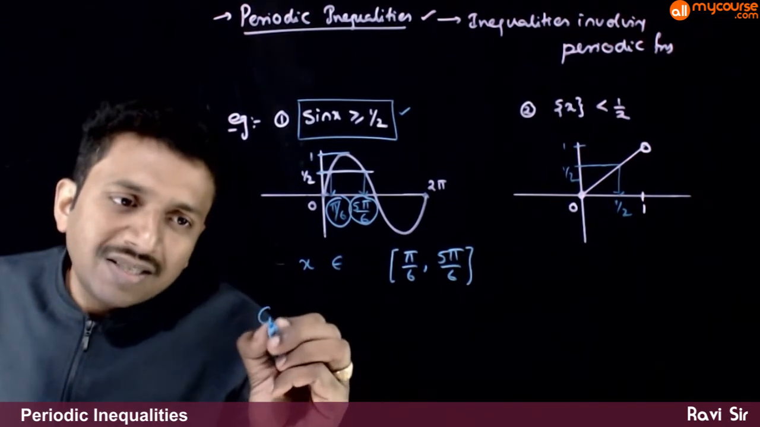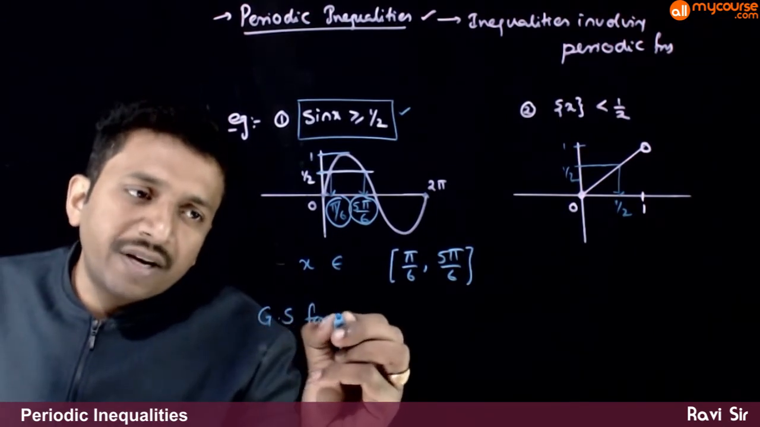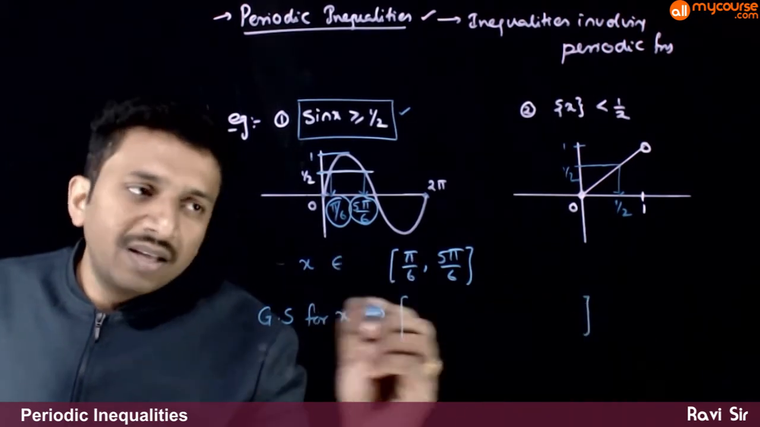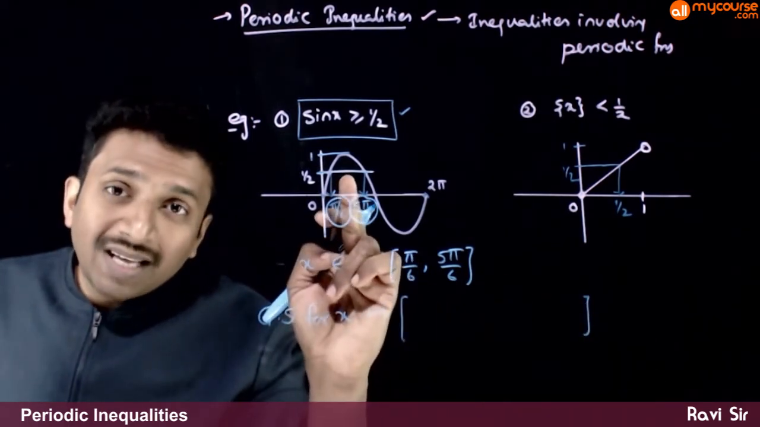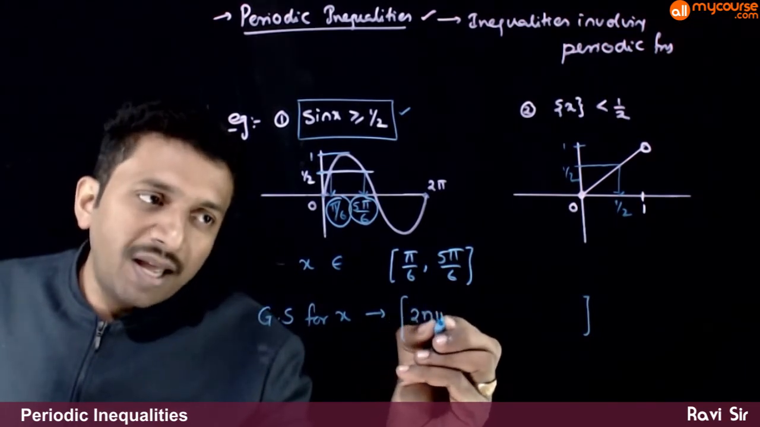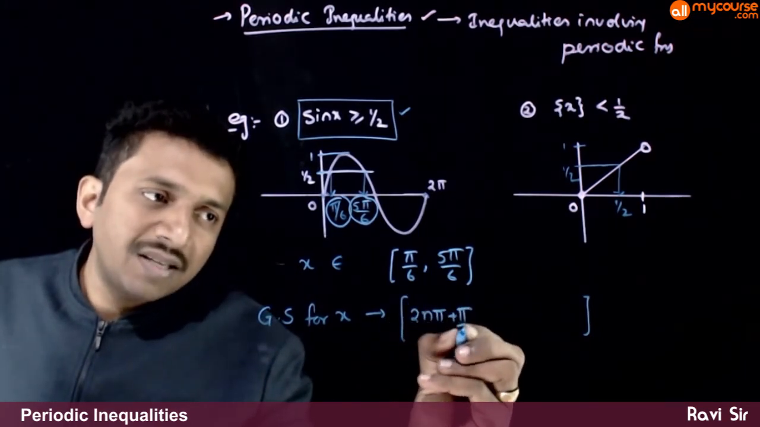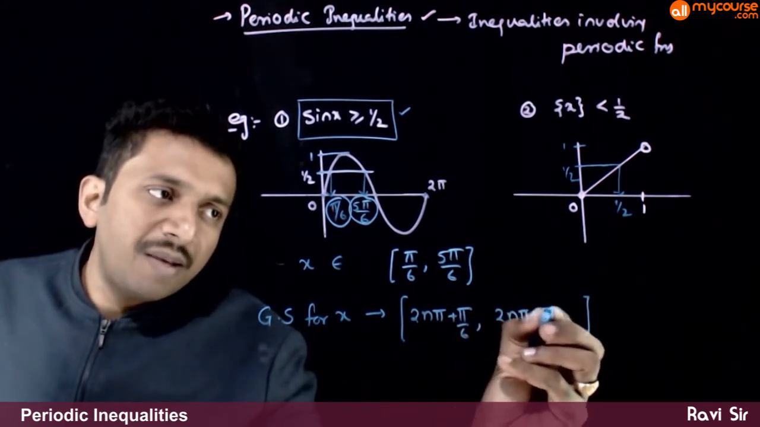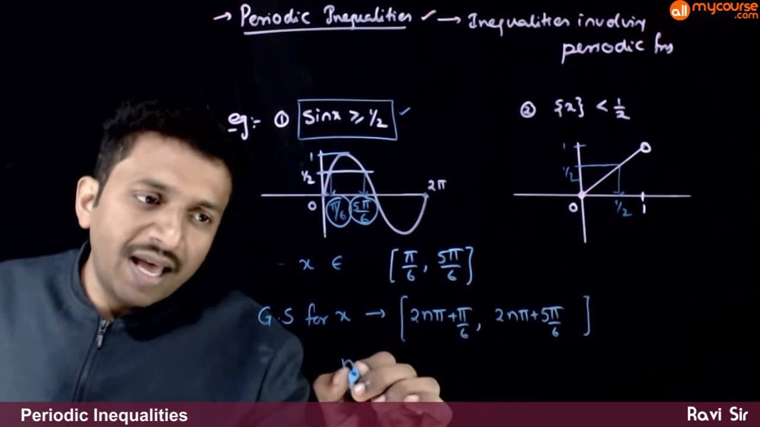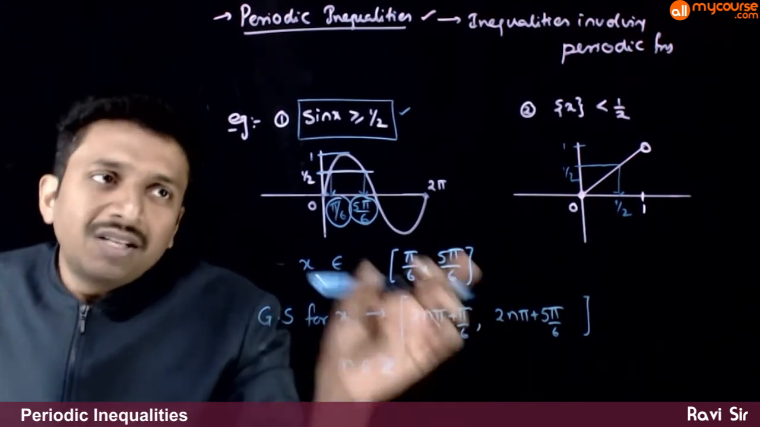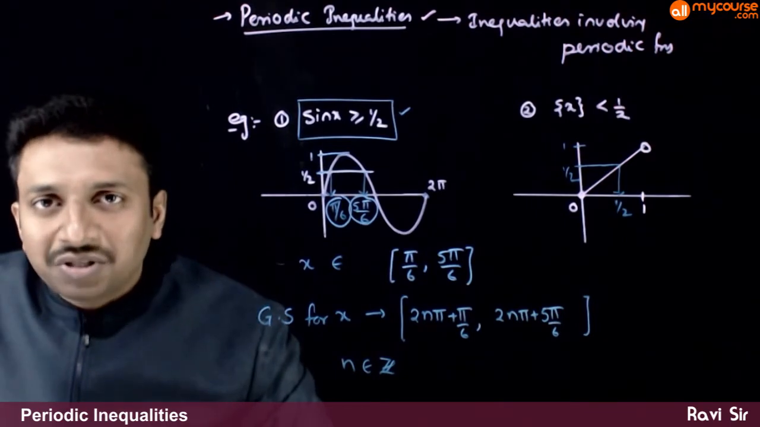So now what is the general solution for x? This is nothing but, what is the period of sin x? 2 pi. So n times 2 pi, that is 2n pi plus pi by 6 to 2n pi plus 5 pi by 6, where n belongs to integers. So this will be the general solution to this inequation.